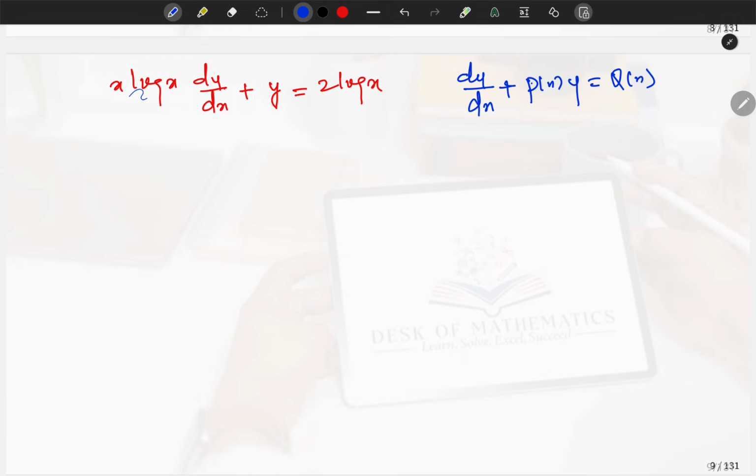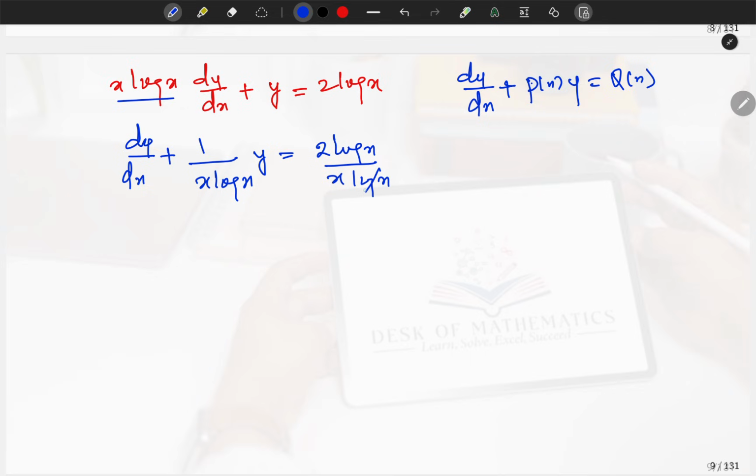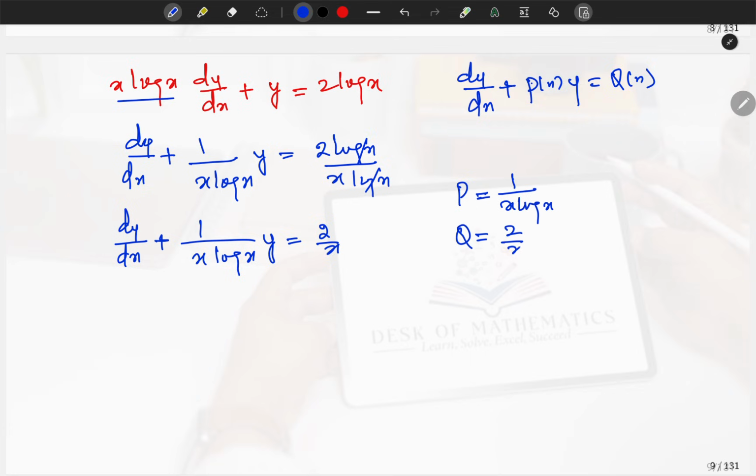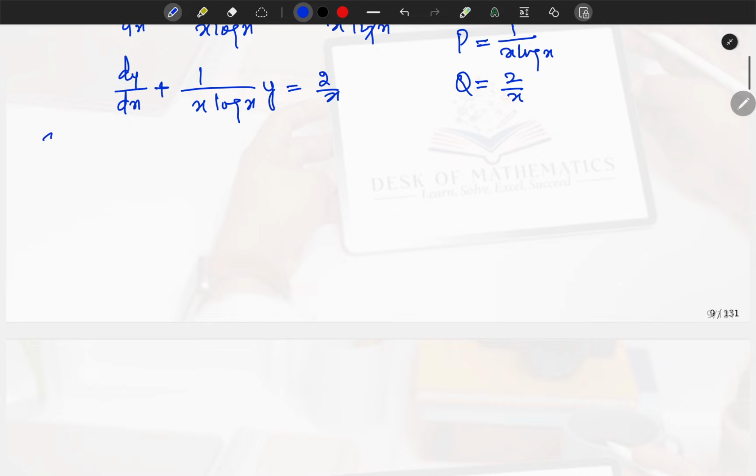Okay, so you will divide this x log of x throughout. So you will get dy upon dx plus 1 by x log of x y is equal to 2 log of x divided by x log of x. So it will be dy upon dx plus 1 by x log of x y is equal to 2 by x. So now your p is 1 by x log of x and your q is equal to 2 by x.